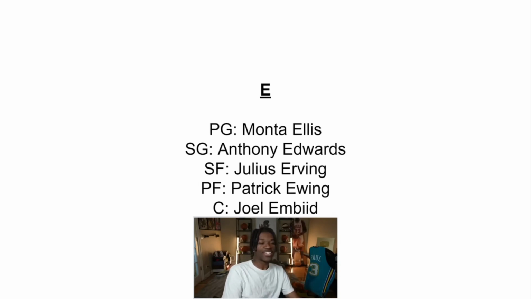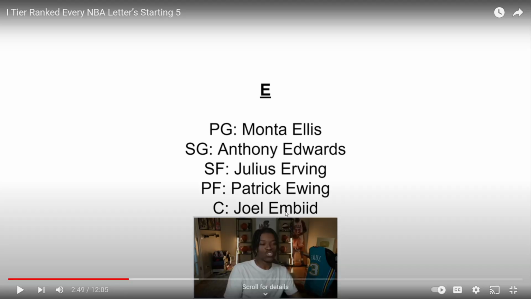E: Monte Ellis, Anthony Edwards, Julius Irving, Patrick Ewing, Joel Embiid. It's pretty good. Solid. Similar. I don't know too much about Monte Ellis being my best playmaker and passer. Kind of a score-first guard. Really prefer him at the 2, but obviously with this lineup, he's going to be the point guard. Is he really the best point guard with an E last name? I find that hard to believe.